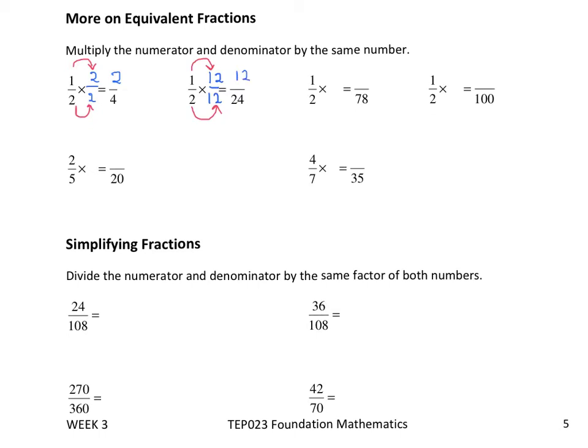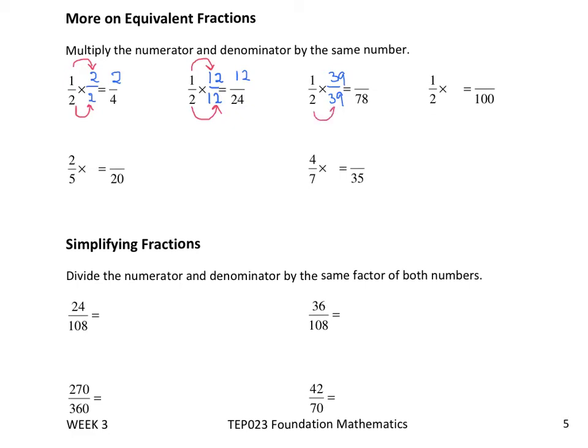Turning 1/2 into an equivalent fraction out of 78, what do you do to 2 to turn it into 78? Well, you've got to multiply it by something to determine what that is. Divide 2 into 78 and it's 39. So 2 multiplied by 39 will give 78. Multiplying numerator and denominator by 39.